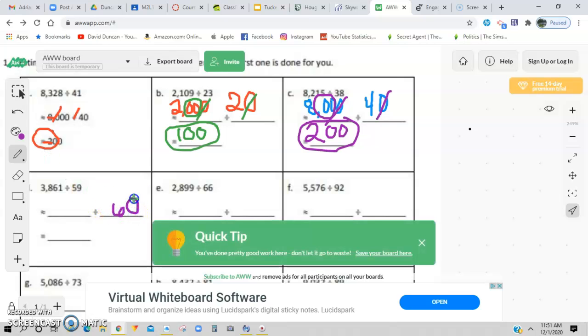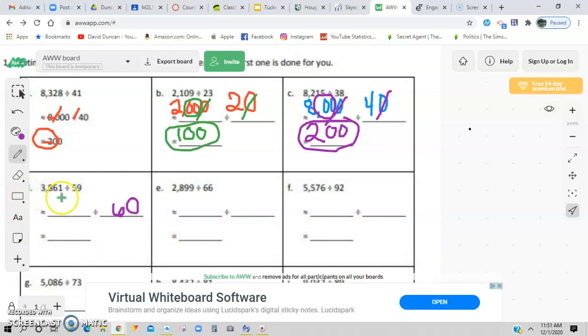Now there's a couple of different ways that I can round my dividend, 3,861. I can round it up or I can round it down. Again, this is where your personal preference is going to come into play. And as long as I can see your work, or see how your brain was thinking, that's all I care about.